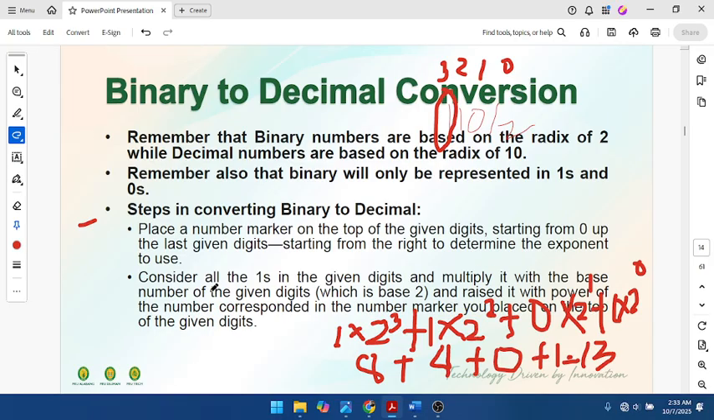Then consider all the ones in the given digits and multiply each to the base number, which is base 2. So we have 1 times 2, 1 times 2, 0 times 2, and 1 times 2, and raise it to the power corresponding to the number marker that you placed on top of the given digits. So this is what we did. You have to multiply each.